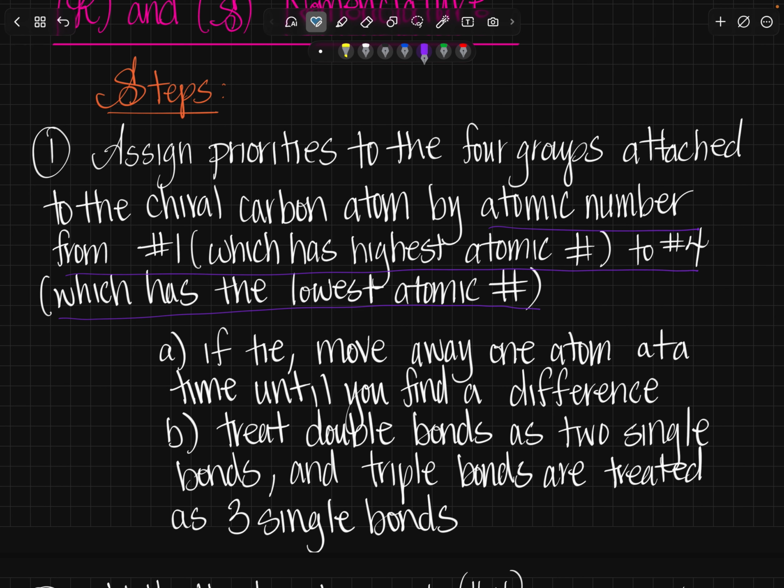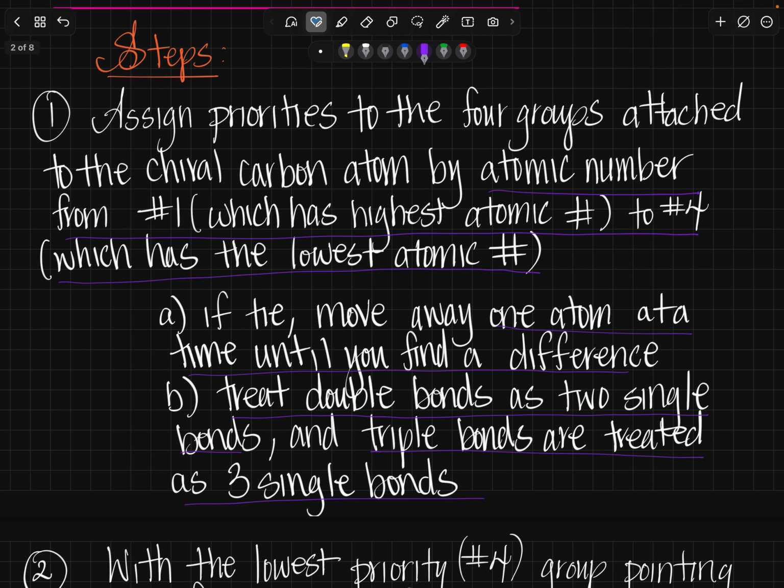There's 1A, which is if there's a tie, move away one atom at a time until you find a difference. And 1B is treat double bonds as two single bonds, and triple bonds are treated as three single bonds. I'm gonna give some examples on both of these, so don't worry.